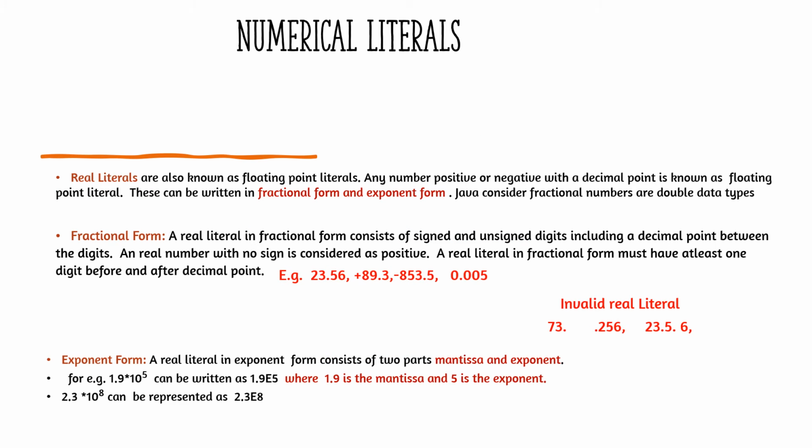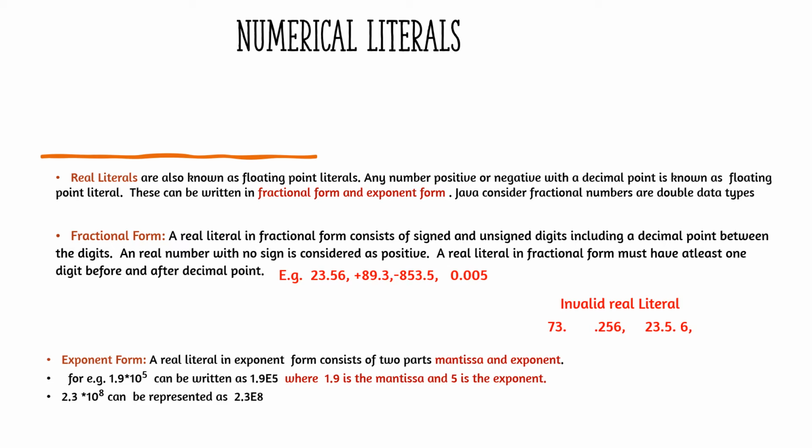Now real literals are also known as floating point literals. Any number, positive or negative, with a decimal point is known as a floating point or real literal. These can be written in two forms: fractional form and exponent form. First we discuss the fractional form. The normal decimal number which we write is the fractional form number. A real literal in fractional form consists of signed or unsigned digits. That means it can be a positive or negative number, including a decimal point in between the digits. A number without a sign is considered positive.